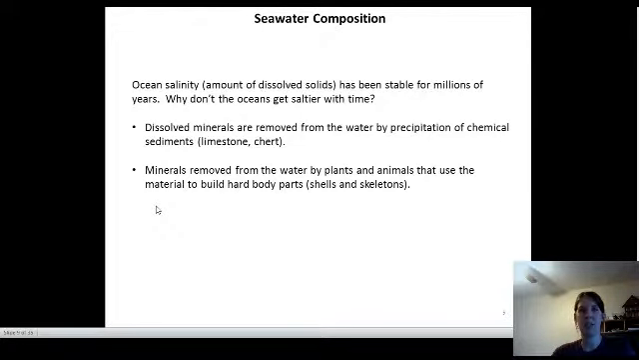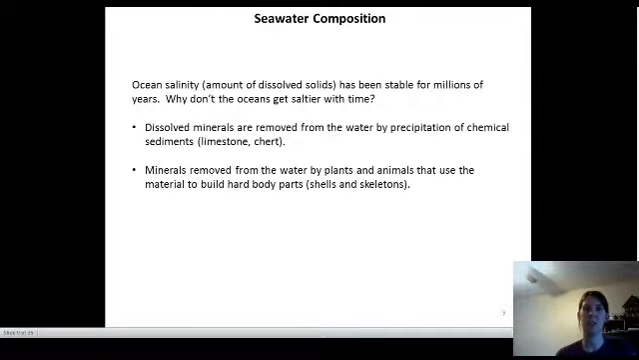Ocean salinity has been stable for millions of years. So why doesn't the ocean get saltier with time? Dissolved minerals are removed from the water by precipitation of chemical sediments such as limestone or chert. Minerals are also removed from the water by plants and animals and are then used to build hard body parts.